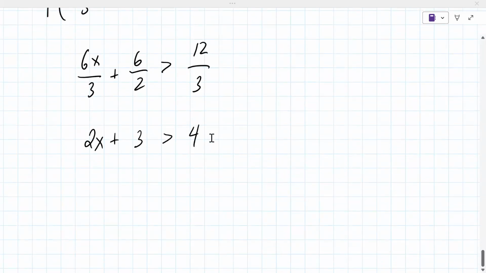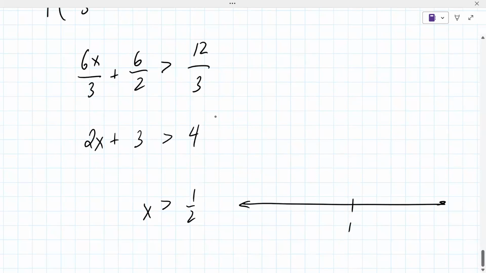For my answer, I got x is greater than 1/2. That is correct. So on your number line, there's 1/2. It's an open circle, and it's everything to the right there. All right.